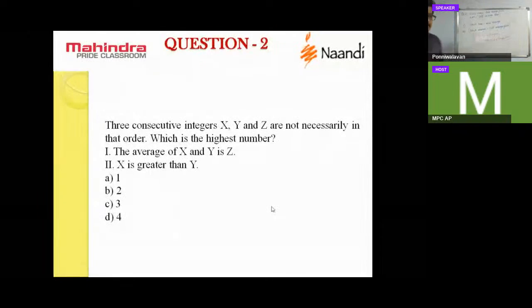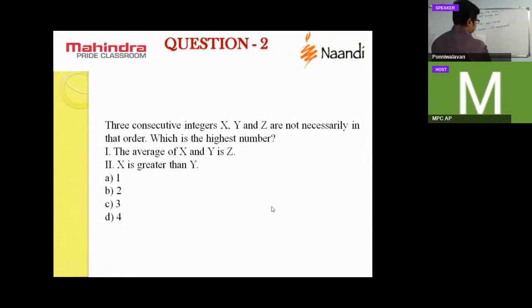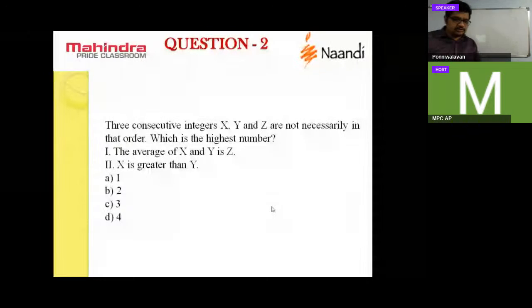Okay, second question. Note the second question. Once you note it down, tell me the answer.